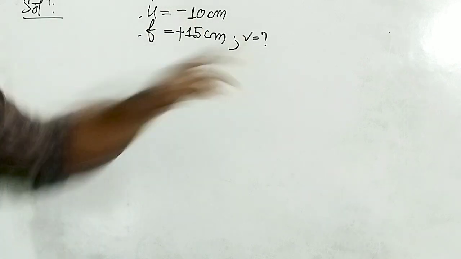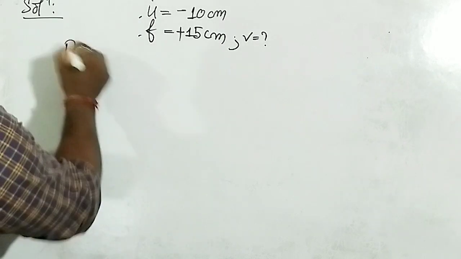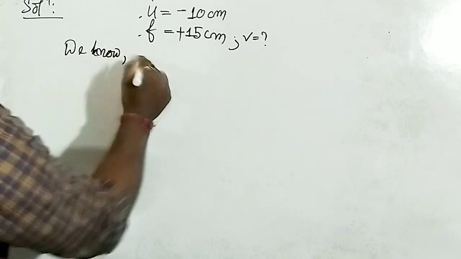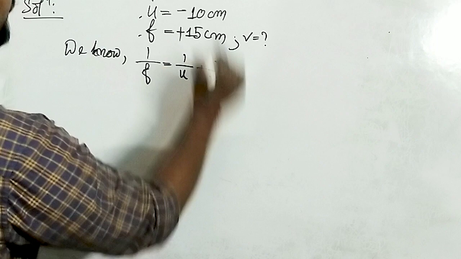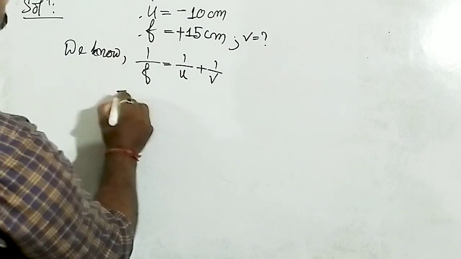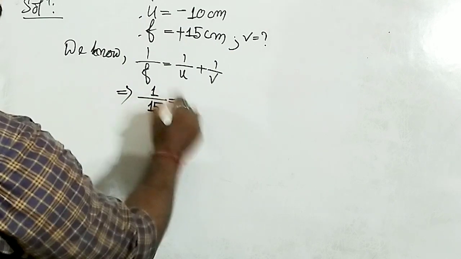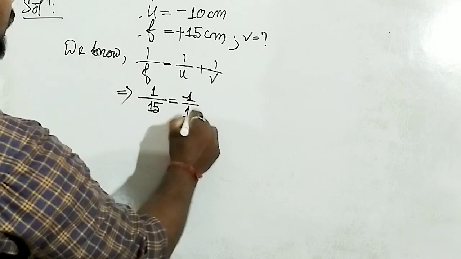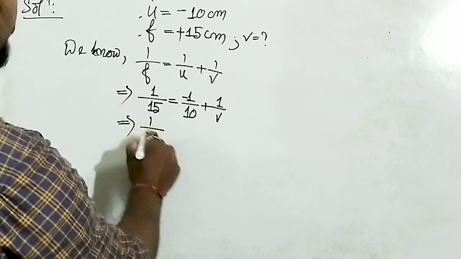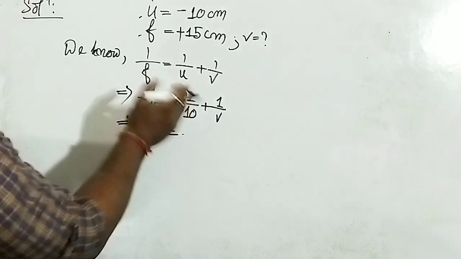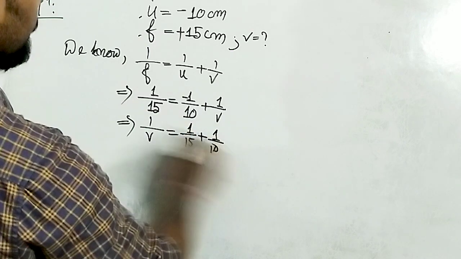To calculate v, there is going to be some relation and formula. That formula is nothing but the mirror formula. We know 1 by f is equal to 1 by u plus 1 by v, simple. So write the given terms. 1 by f is 1 by 15. 1 by u is minus 1 by 10, and 1 by v. We need v, so we'll separate the v. That is, 1 by v is equal to 1 by 15, and if we take the minus 1 by 10 to the left side, it is going to be plus 1 by 10.